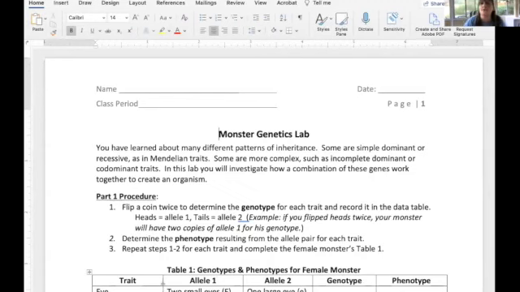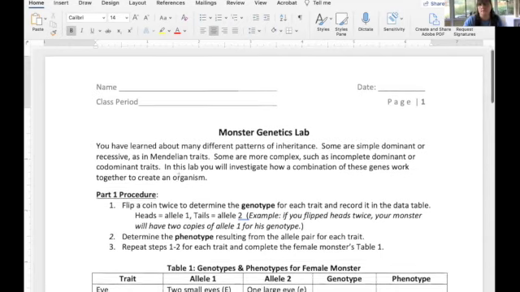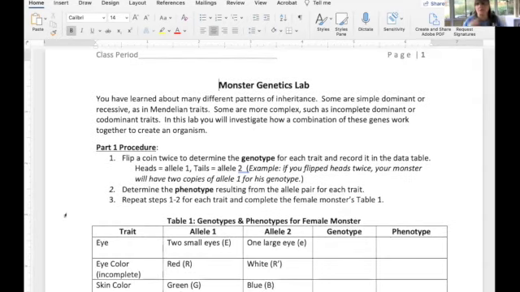Now let's look at the actual papers. Which one? This one. We start with the monster genetics lab. For those of you who were in class, I tried talking about this, but it was the last couple of minutes because we ran late. What you're going to do is flip a coin to have the random assortment, because you're not going to learn anything if you're just doing what everybody else does.